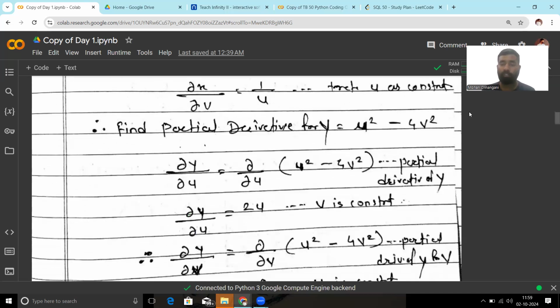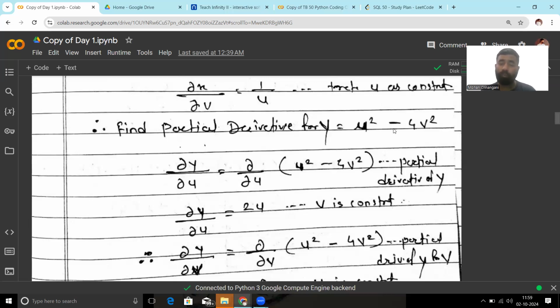Similar for the second function, we find the partial derivative for y. The function is given as y equals u square minus 4v square. Let me start, and we do the same thing for this y function also. We find the partial derivative of y with respect to u. In that condition v is constant. So when we find the partial derivative of y for u, we get 2u.